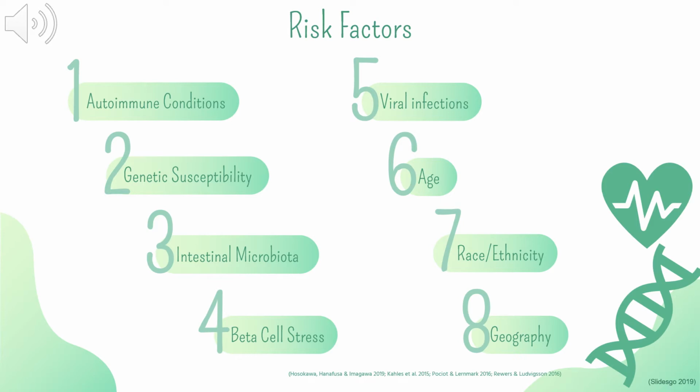The last one is geography. It seems that people who live in a northern climate are at a higher risk for developing type 1 diabetes. Conversely, people who live in southern climates, such as South America, are less likely to develop type 1 diabetes. And along the same lines, researchers have noticed that more cases are diagnosed in the winter in northern countries. The diagnosis rate goes down in the summer.